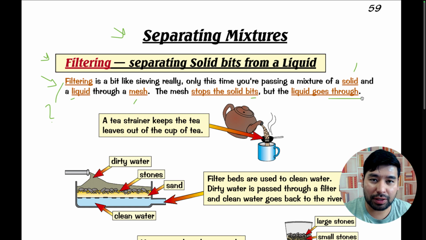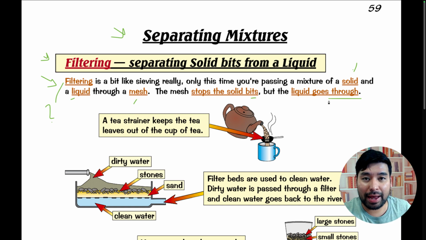What is the meaning of these words? Get all of them: solid, liquid, mesh, and bits, and goes through. These red words, make a memo. Write down these words in your notebook and write the Portuguese translation for them, okay? Because they are important words. So please, this is one homework for you, okay?